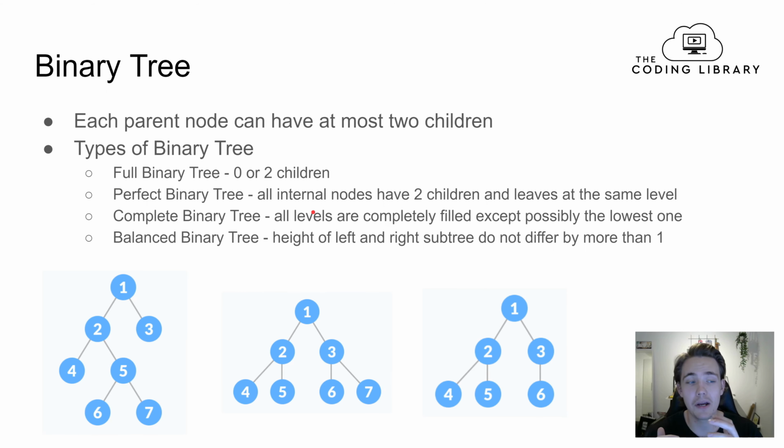So let's now talk about the binary tree, where in a binary tree each parent node can have at most 2 children, because we're talking about binary numbers. So we only have these 2 possibilities. It can either be a 0 or a 1.